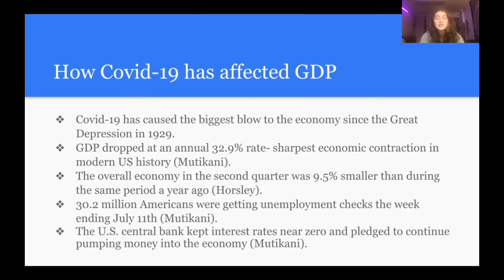As you can see on the slideshow, 30.2 million Americans received unemployment checks by the beginning of June. The government spent a lot of money trying to help out people that were really affected by Corona and whose businesses were also affected. The central bank kept interest rates low and continued to help the economy. They actually kept interest rates near zero.